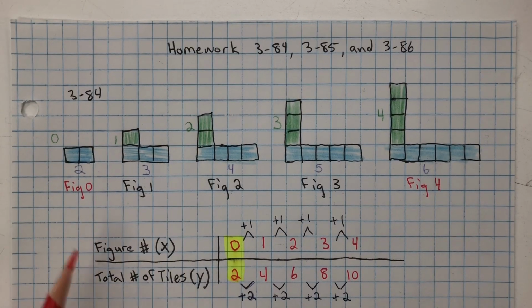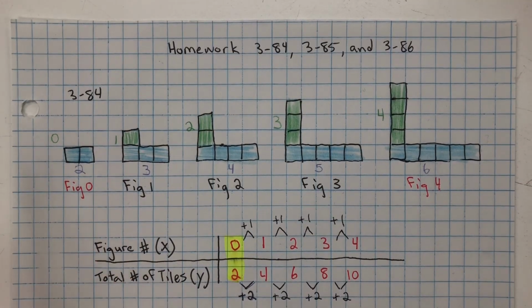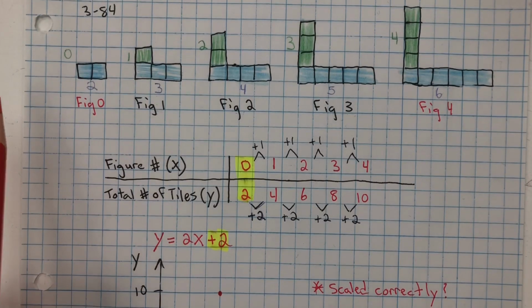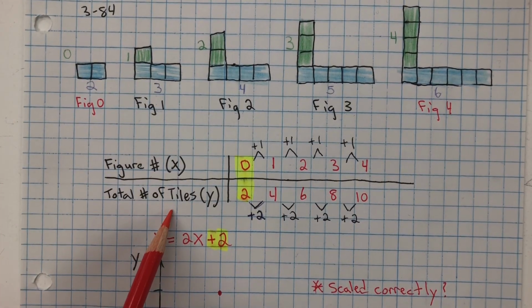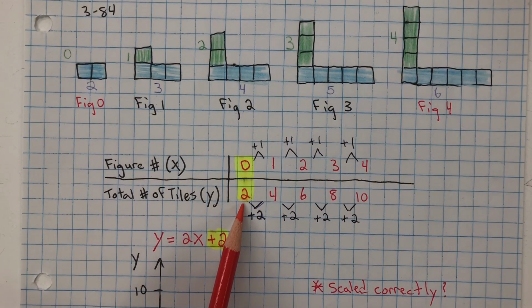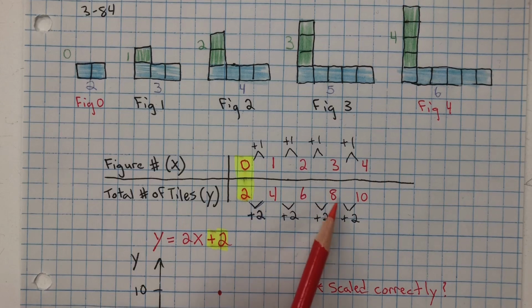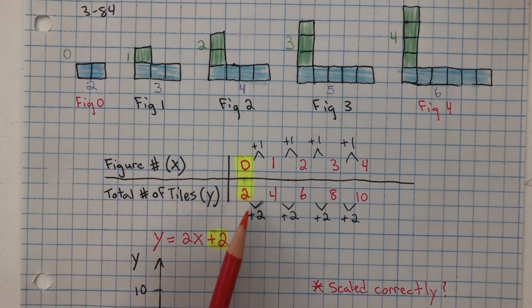I then had to show the tile pattern in a table. I have the figure number and the total number of tiles. And the total number of tiles were increasing at a constant rate. For every figure number, it increased by 2 tiles.